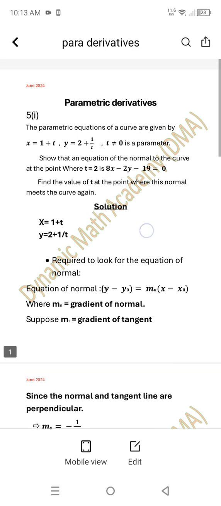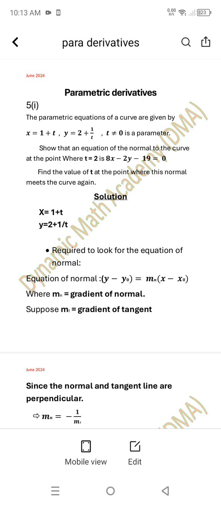The next question says, find the value of t at the point where this normal meets the curve again. Okay, as we all know, I've typed the solution already, so I'm just going to be explaining as we proceed. So let's get started.